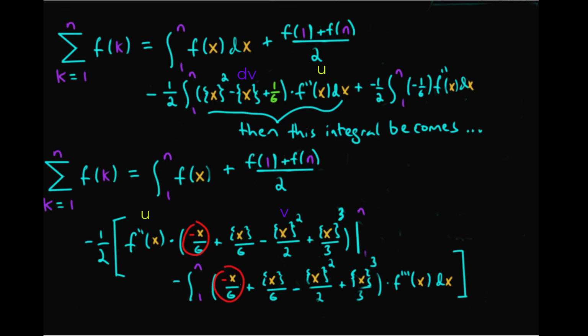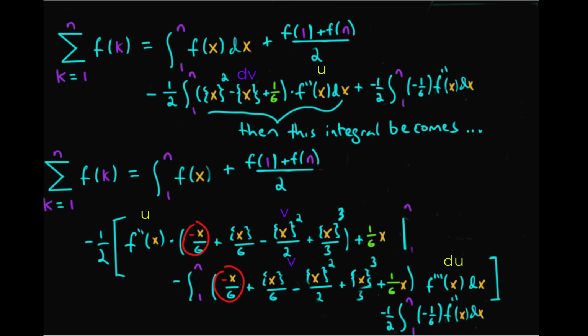We get the same thing, minus x over 6 plus the fractional part of x over 6 minus the fractional part of x squared over 2 plus the fractional part of x cubed over 3. But now we also bring along this additional term, plus 1/6 x, which comes from integrating the constant term 1/6. And that plus 1/6 x also shows up in the integral of v du, so I'll write it there. And then, of course, we still have to do the integration that we split off, the negative 1/2 times the integral from 1 to n of negative 1/6 times f double prime of x dx. And now, because we took the trouble to effectively add 0 inside the integral, adding a sixth and subtracting a sixth and then splitting the integral up, something very nice happens in our integration.